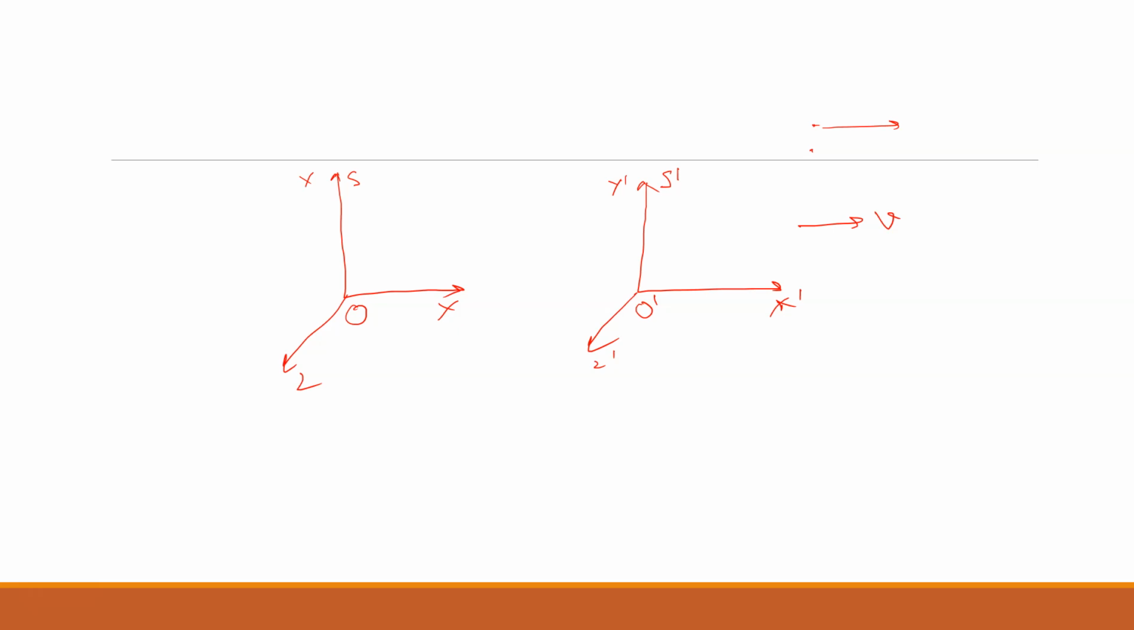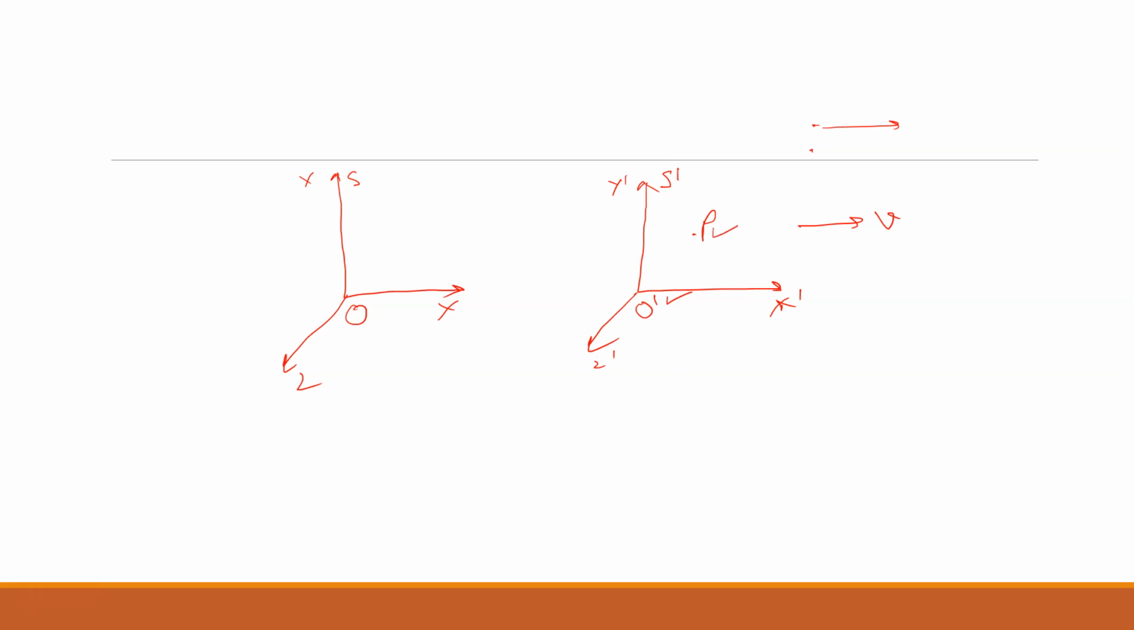So suppose an event occurs in frame S dash at position P. Suppose this observer has a cap, this observer has a pen, and he has thrown this cap or pen. So this is the event. Now there will be a velocity of this event, or this particle also.